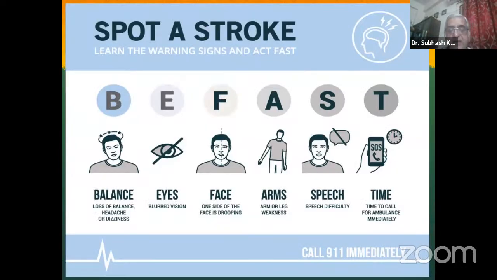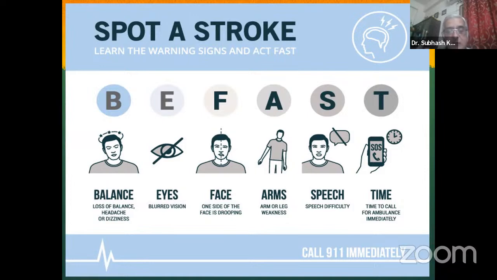Now, for paramedics in the US, this eponym has been made. It's called BE FAST, so that it will help us remember the symptoms which we have to look for when we suspect stroke. B stands for balance, so if a person suddenly loses his balance. E stands for eyes, which means suddenly he has blurred vision or double vision or loss of vision. F is for face, which means as if his face is drooping. Now, when you have to check whether a patient's face is drooping or not, ask him to smile.